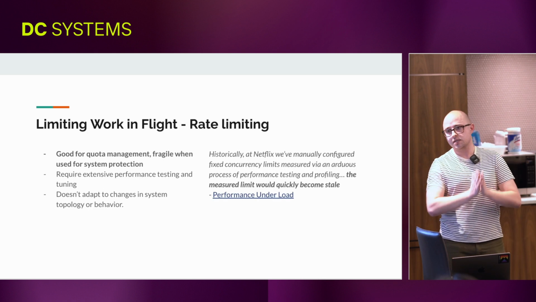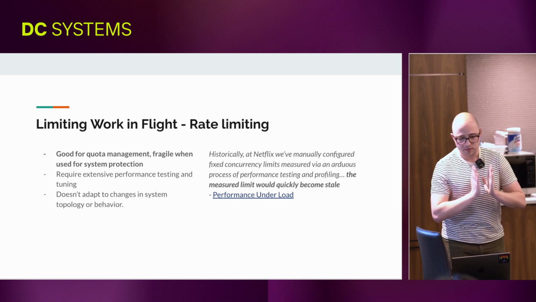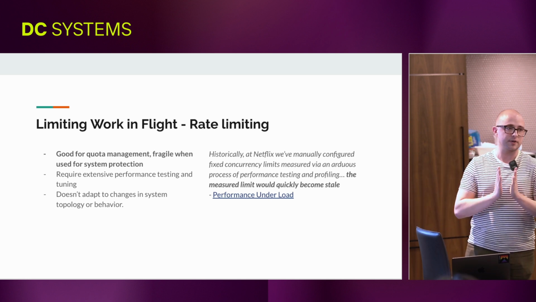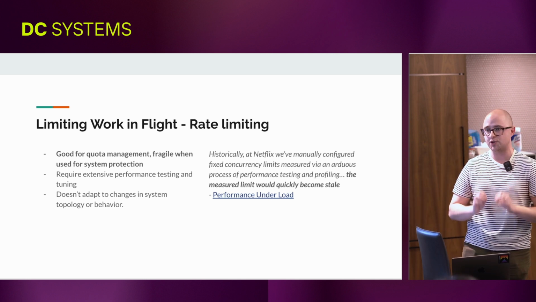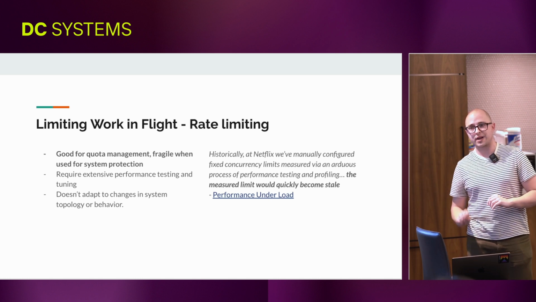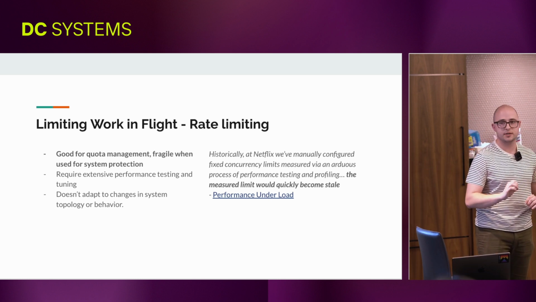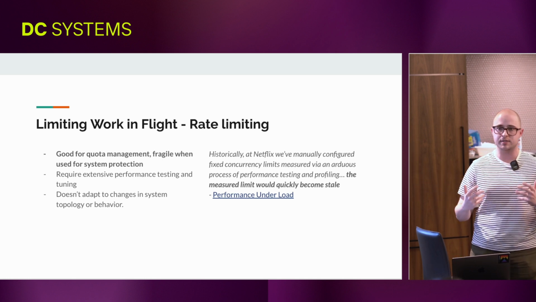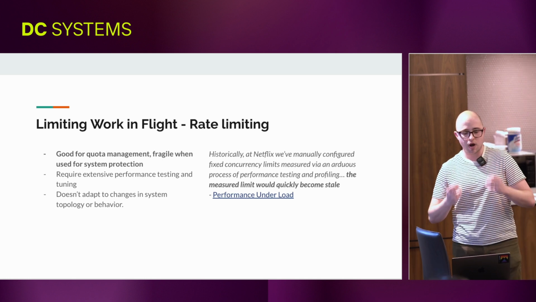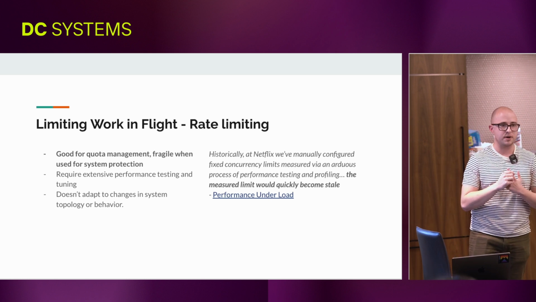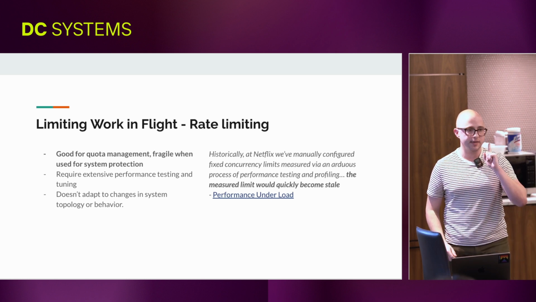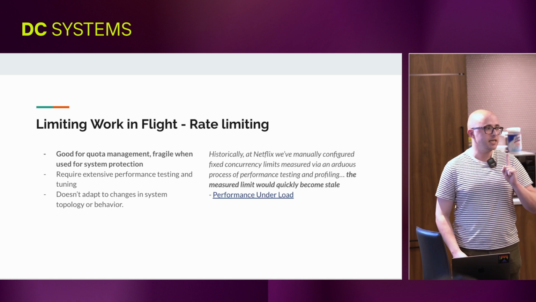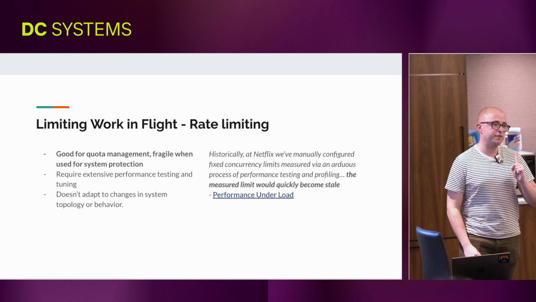So this is the slight rant slide. I hate rate limits. They are great for quota management. They're fragile when used for system protection, and they're unfortunately the very first thing people jump to. You look at your charts and say, we're healthy serving 7,000 queries per second in our database. You stick that in a rate limiter, and 3 months later it pages you because that still wasn't good enough. The problem with rate limits is that they are correct one time and one time only, and that is when you measure them.